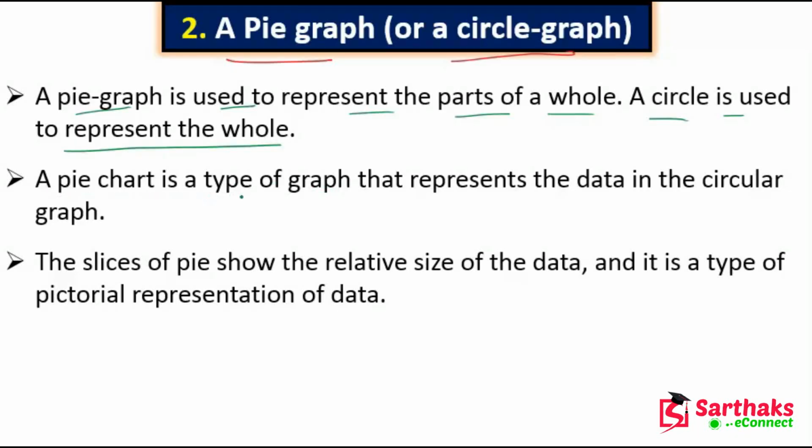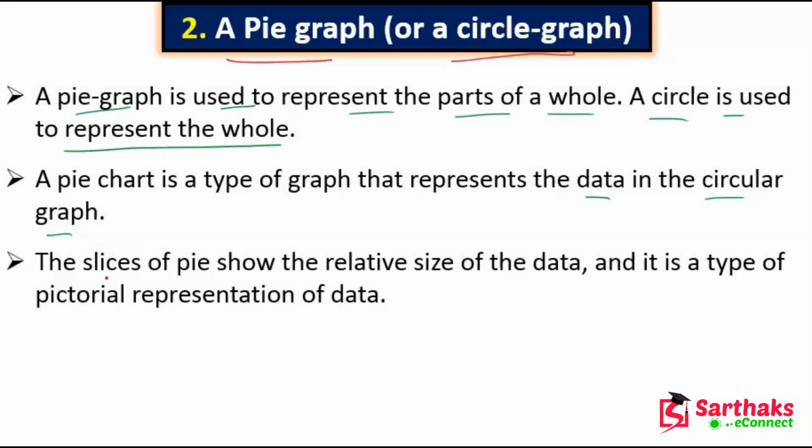Understand? So a pie chart is a type of graph that represents the data in a circular graph. In a bar graph, what is happening? In a bar graph, the data is represented in the form of bars. But in the pie chart, the data is represented in a circular graph. I hope you get this point. Understand?